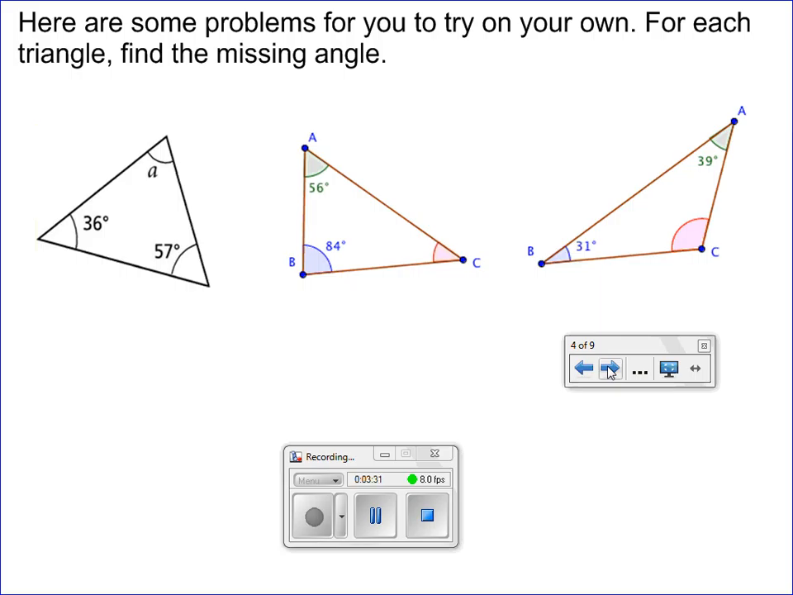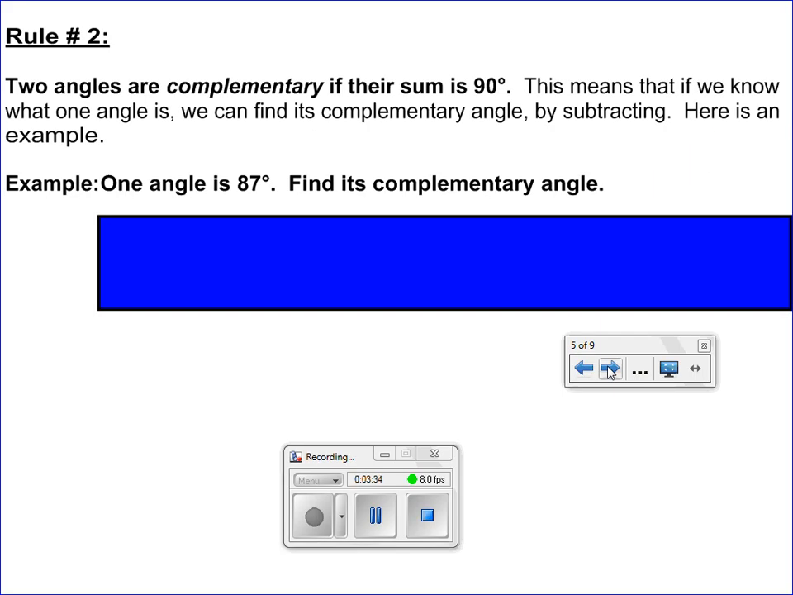Okay, let's move on. Rule number 2. 2 angles are complementary if their sum is 90 degrees. This means that if we know what one angle is, we can find its complementary angle by subtracting. Here is an example. One angle is 87 degrees. Find its complementary angle. Okay, think about it for a moment, and then I'll reveal the solution.